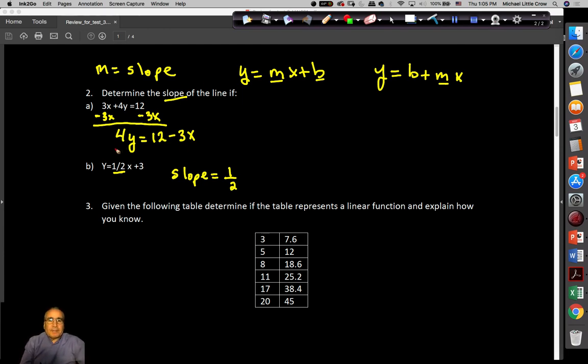And then the last step to get the y by itself is we have to divide by 4, because 4 divided by 4 will be 1. On this side, when we divide, that distributes over subtraction. So the 4 has to distribute to both of these terms. What we end up with is y, the 4s have canceled, 12 divided by 4 is 3, and then we've got a negative 3/4 x. And this negative 3/4, that is what the slope is.